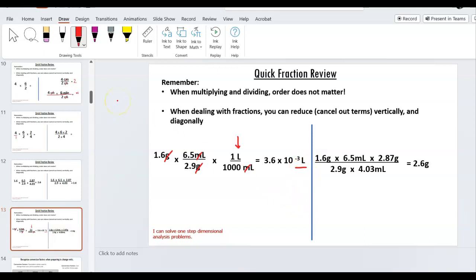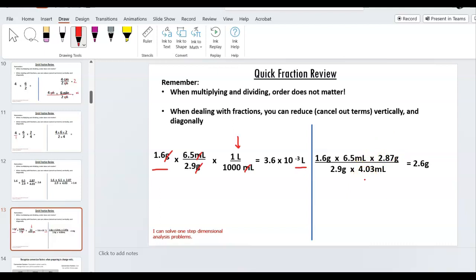Again, the whole idea behind dimensional analysis is converting units. This problem started off as grams and ended as liters. So by doing the dimensional analysis, we were able to convert or change our units from grams to liters. On the right-hand side, it's the same idea, only it's written as a big fraction just to show that that's what we're really doing.